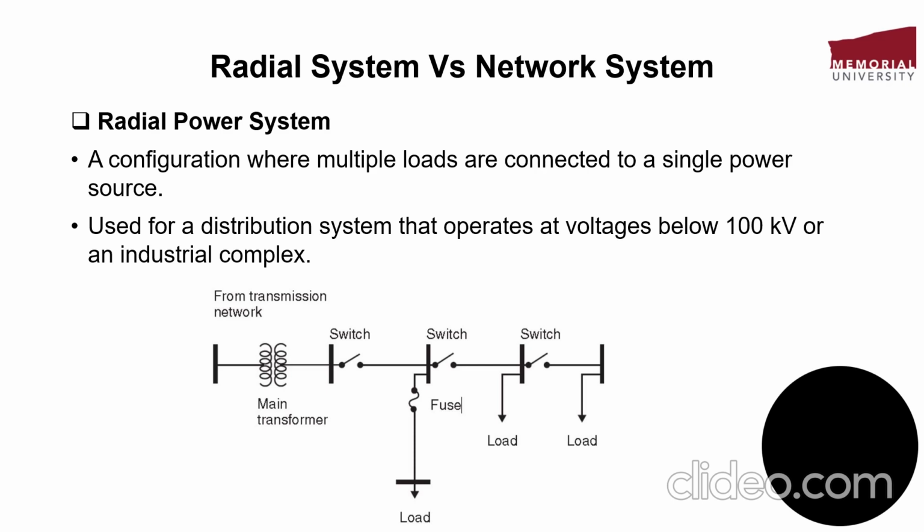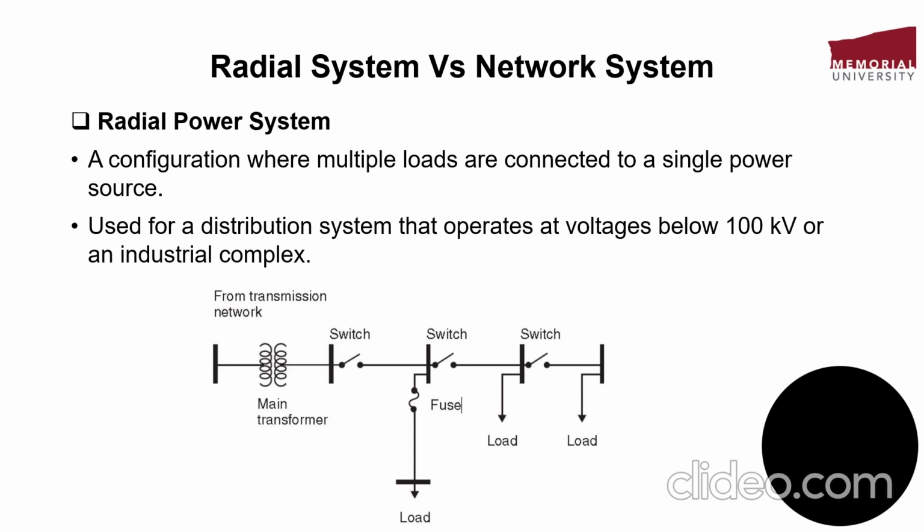Although radial power systems have this issue that if the power source fails, all the loads at its downstream will be out of the power supply, radial power systems present significantly less complicated problems from the standpoint of protection as compared to network power systems.